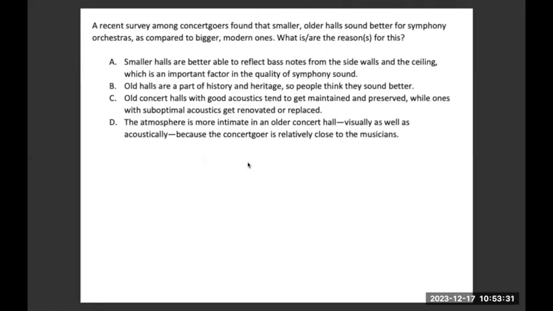So here's a statement which is provided about concert goers, small halls and older halls, and which are better. A recent survey among concert goers found that smaller, older halls sound better for symphony orchestras as compared to bigger modern ones. What are the possible reasons for this? Which are the possible reasons that can come out based on this kind of a statement which is coming out of the survey? That's what you have to find. It's very simple actually. Try reading it.